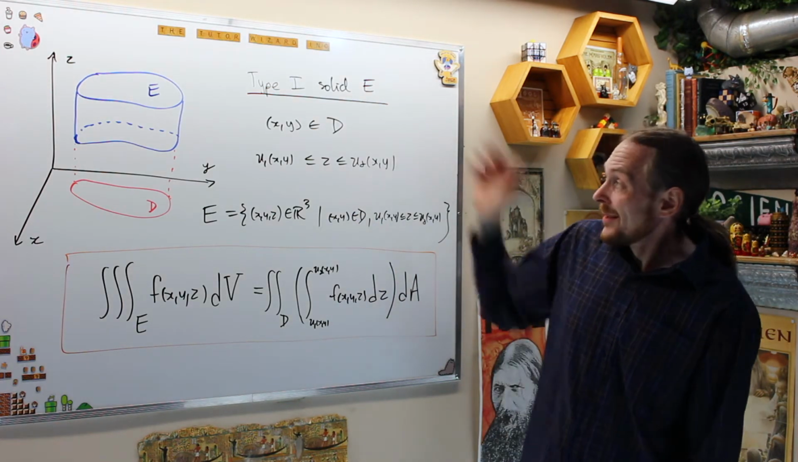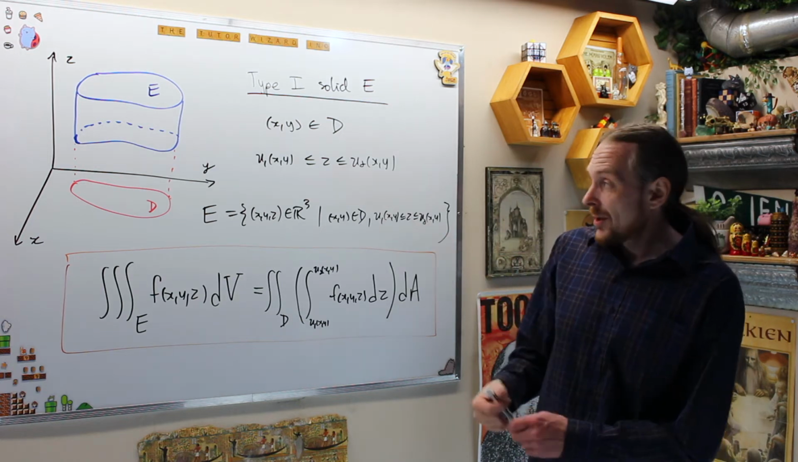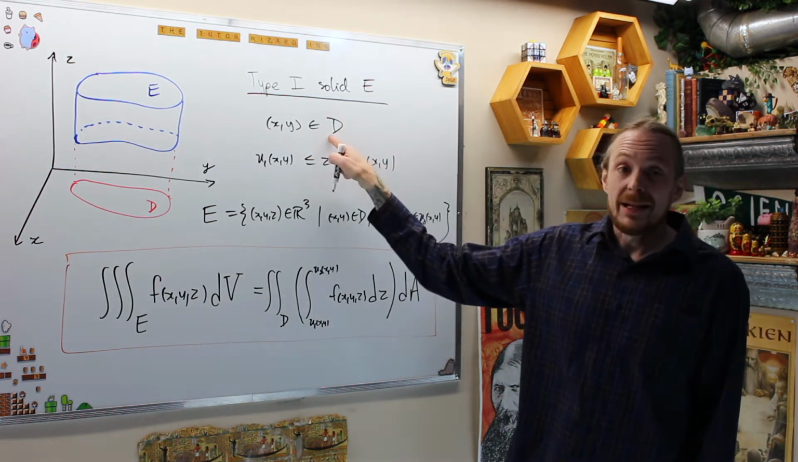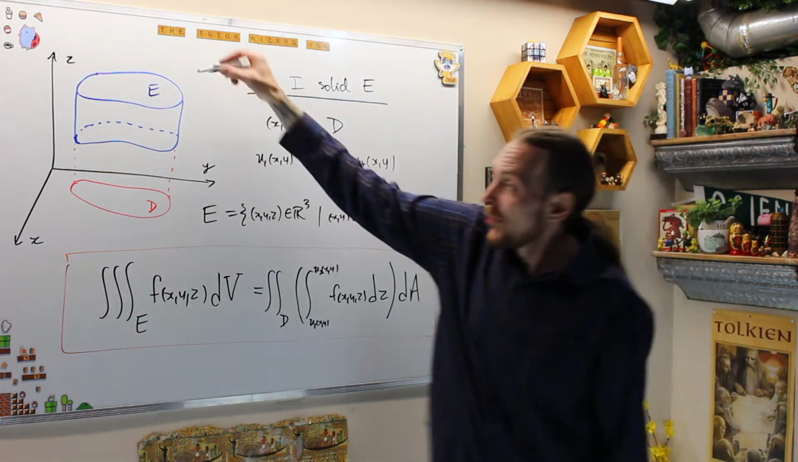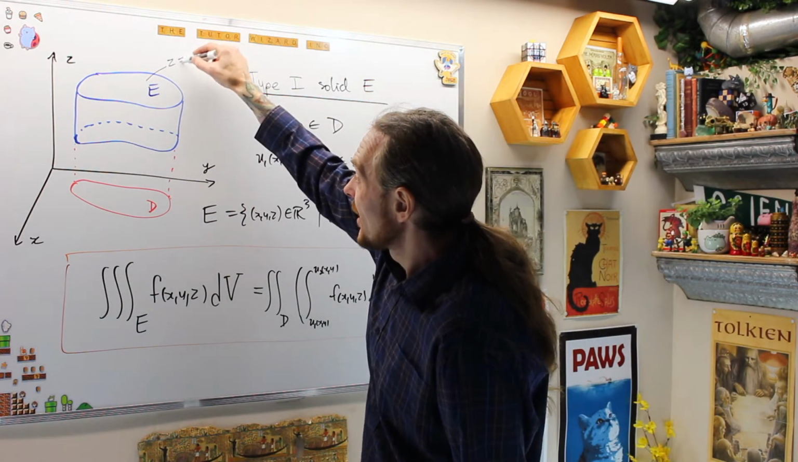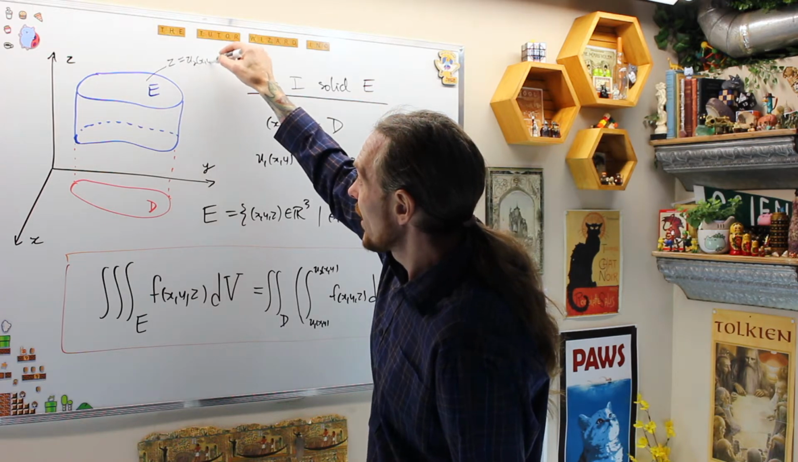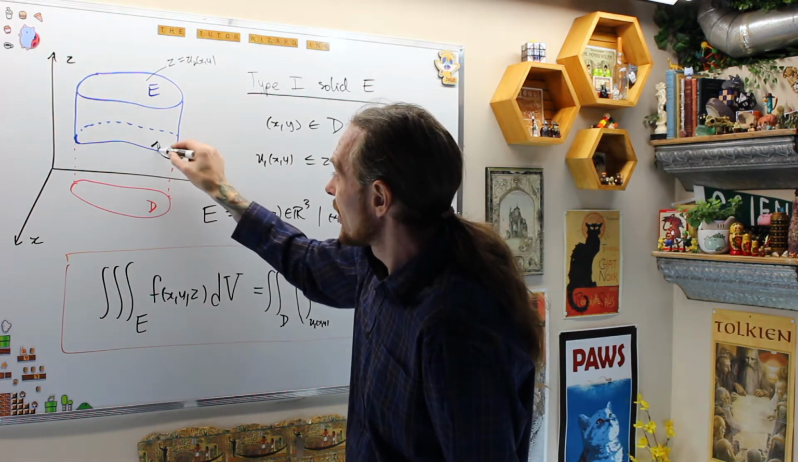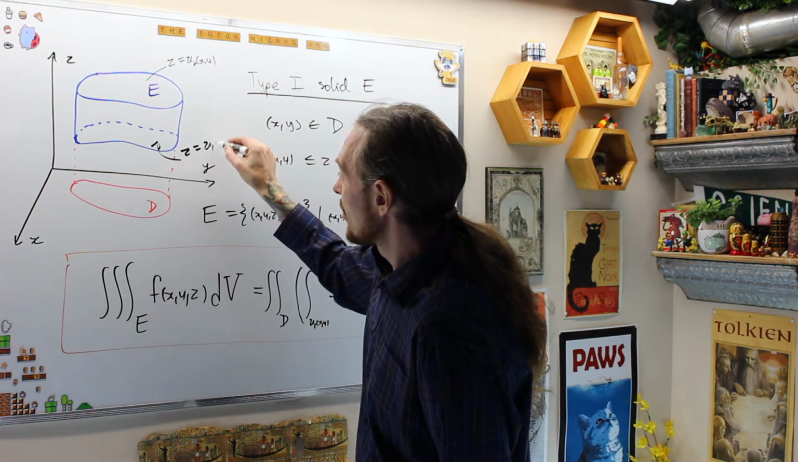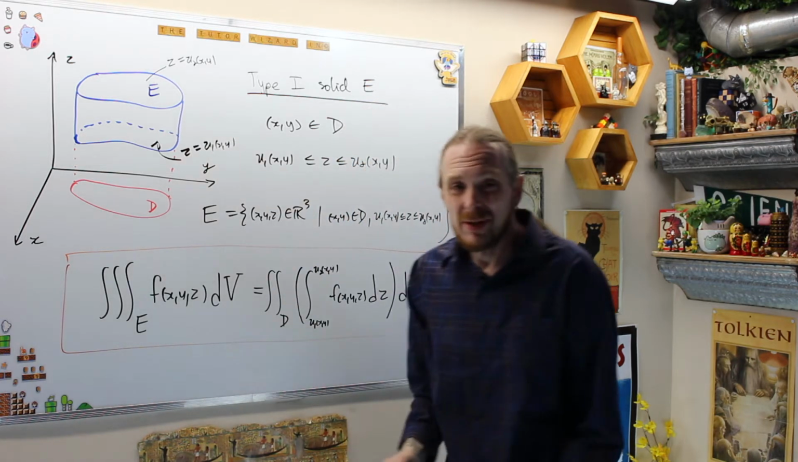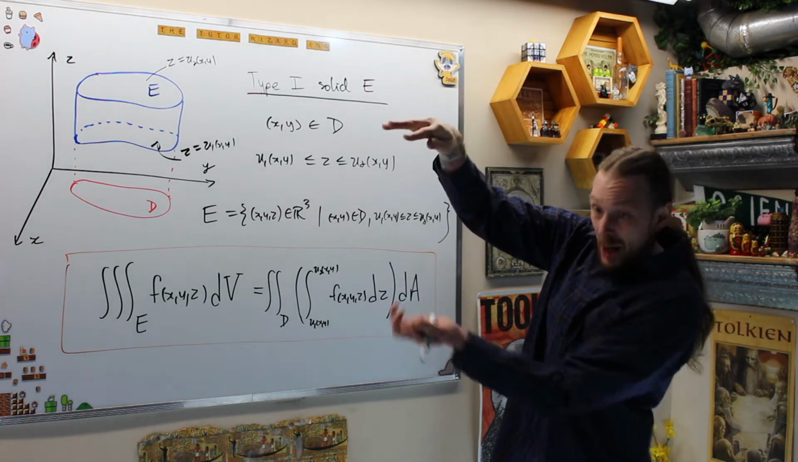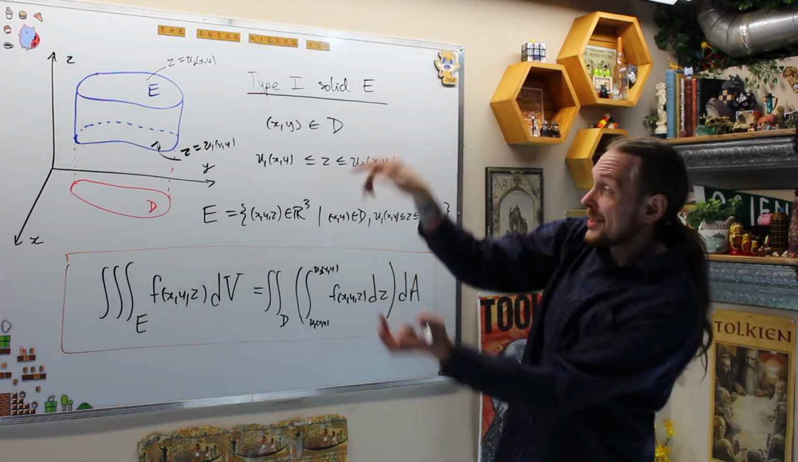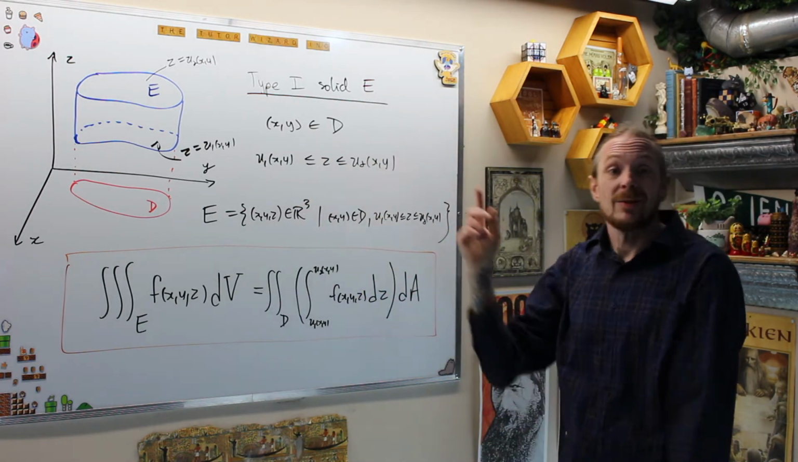Therefore, a type 1 solid region says that we're going to take a domain D, which consists of points X and Y. Then Z we're going to view as Z equals U2 of X, Y, and this one is going to be Z equals U1 of X, Y. And what we're doing is viewing the solid as having a top surface and a bottom surface, so that we can view those surfaces as functions of X and Y.